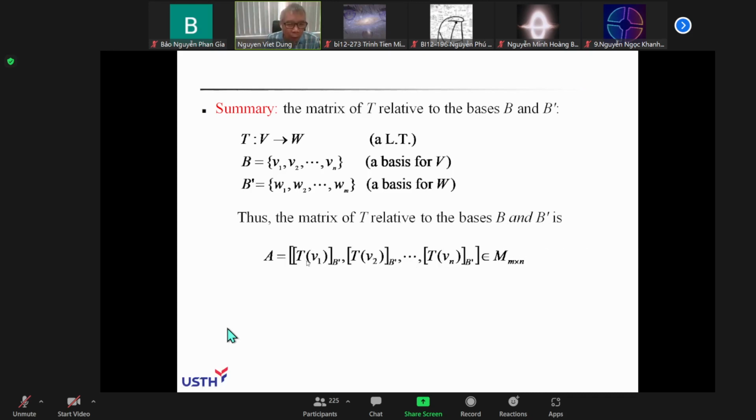You calculate T of V1, T of V2, up to T of Vn. You get n coordinate columns. You put them together side by side. You get a matrix denoted by A. That is an m by n matrix, and we call it the matrix of T relative to the bases B and B prime. And it satisfies the formula like that. That is a summary of what we defined already.